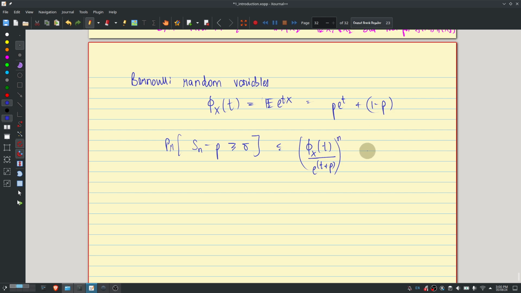Which is just phi X of t, which is p times e to the power t plus 1 minus p, divided by e to the power t times p plus delta. I'm sorry, I missed something. It should be e to the power t times p plus delta.